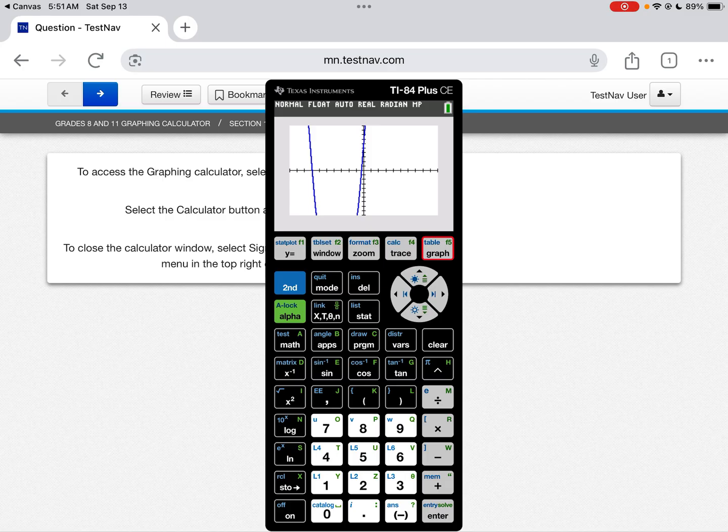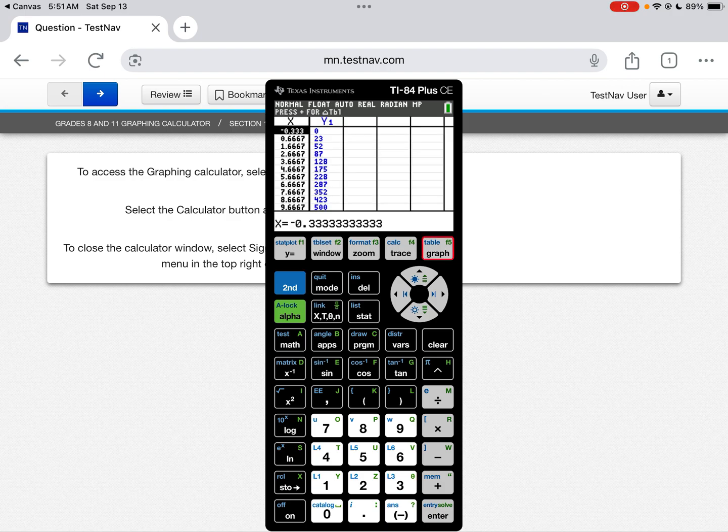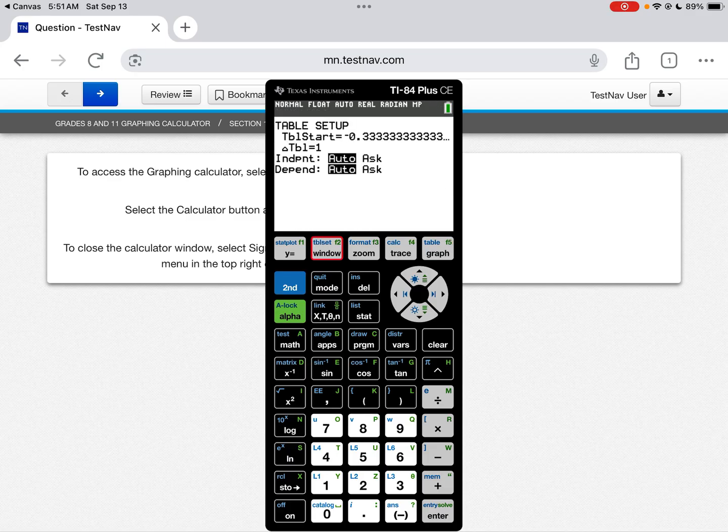But if you want to check yourself, you could go table set. And you can ask it for -1/3. And go to the table. And at -1/3 gives you the answer 0. So you would know it that way also. All right. Okay, moving on.